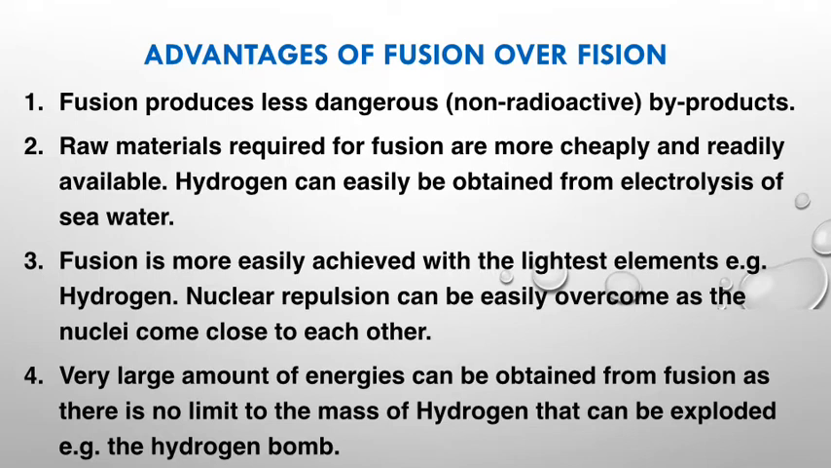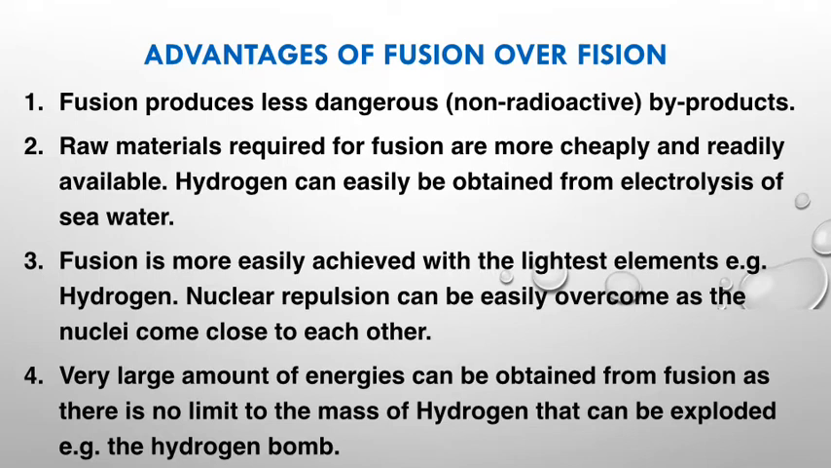The second advantage is that raw materials required for fusion are cheaply and readily available. We can get hydrogen easily from electrolysis of water, from seawater. Hydrogen is a component of water, do not forget that, H2O. So we can get hydrogen readily. Fusion is also easily achieved with the lightest elements. Hydrogen is a very light element, so because of that, we can overcome the repulsion easily.